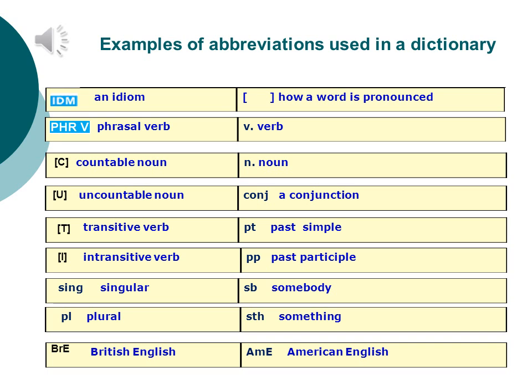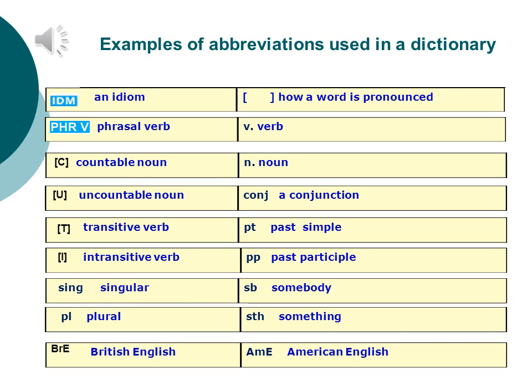You may find a V, which means a verb. You may find an N, which means a noun. You may find C-O-N-J, which means the word is a conjunction. You may find PT, which means past simple.